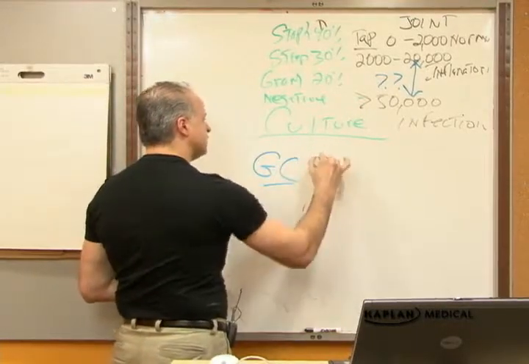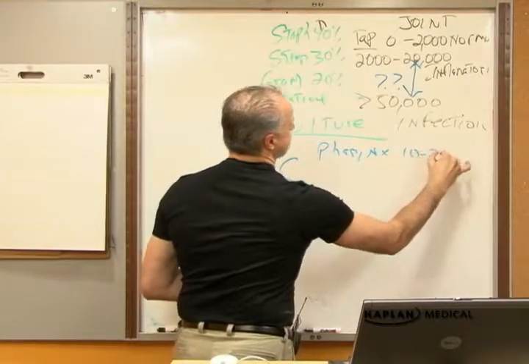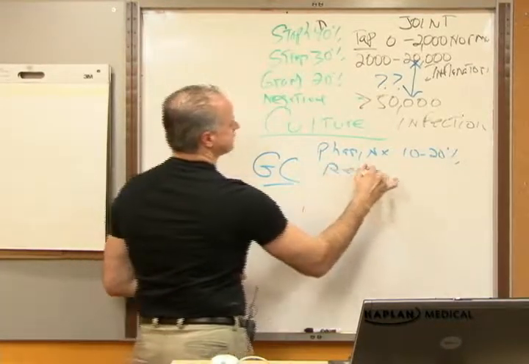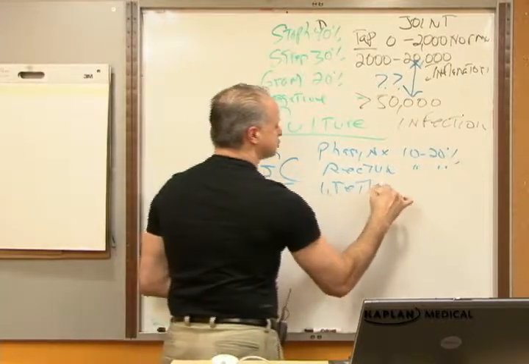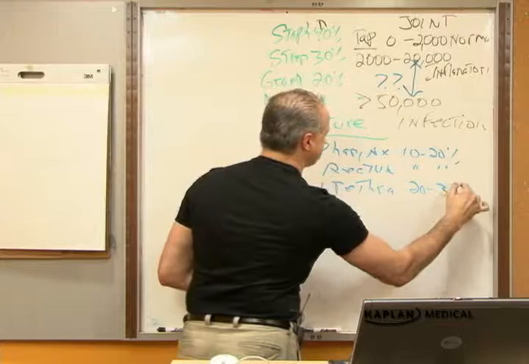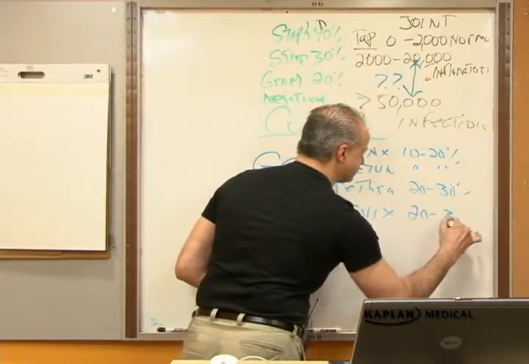Gonorrhea. The pharynx culture has about 10 to 20% sensitivity. The rectum culture has about 10 to 20% sensitivity. The urethra culture has about 20 to 30% sensitivity. The cervix has about 20 to 30% sensitivity.